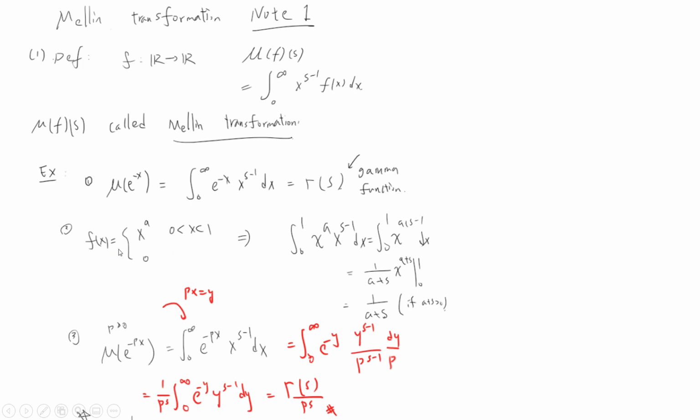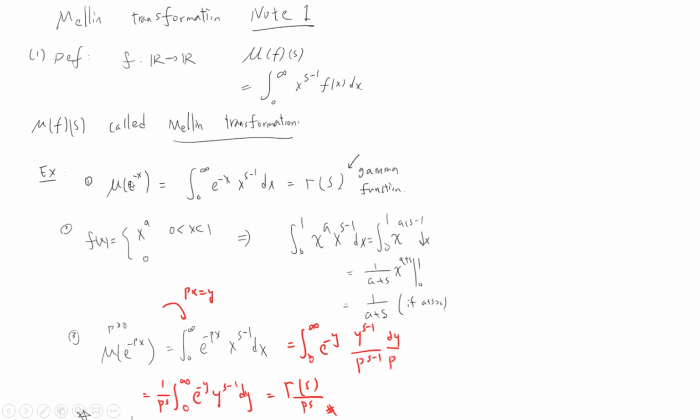Okay, and the second example is also common. You can define f of x to be x to the a for x from 0 to 1, and else is 0. Put it in here and you get 1 over a plus s. This is very easy, right? It's just an integral of a polynomial. And why do we put 1 here? If we put infinity here, then this integral will blow up.